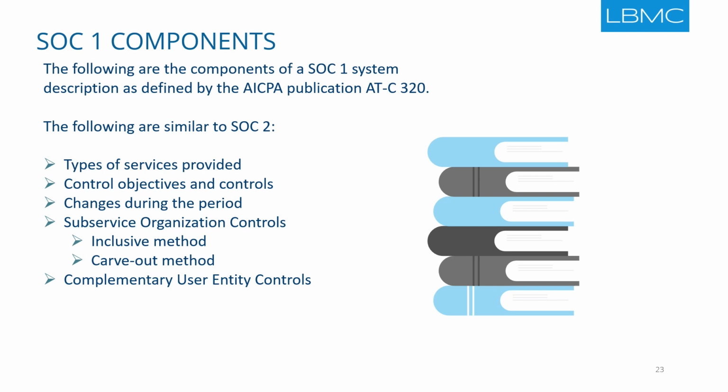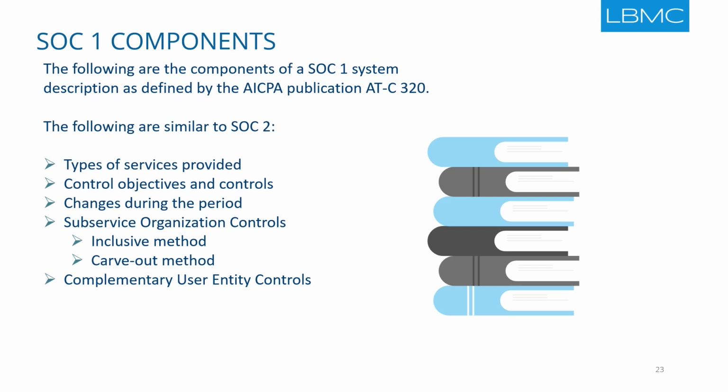The AICPA is not as prescriptive in defining components of a SOC 1 system description. However, AICPA publication ATC 320 provides an outline of what an auditor should look for when reviewing a SOC 1 system description. The following list is based on that documentation. The first group here are those that are similar to the things required for a SOC 2 system description. And as with the SOC 2 system description, it should be at a sufficient level of detail to provide a good understanding of internal controls without giving too much information so that security may be compromised, and it should be presented in a manner that does not omit or distort any information.